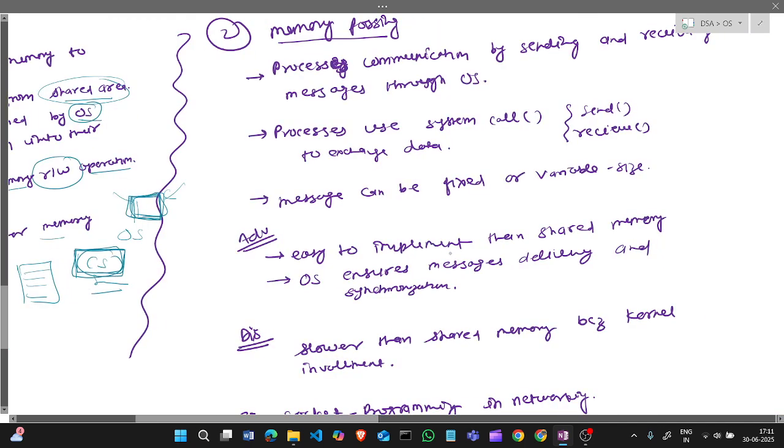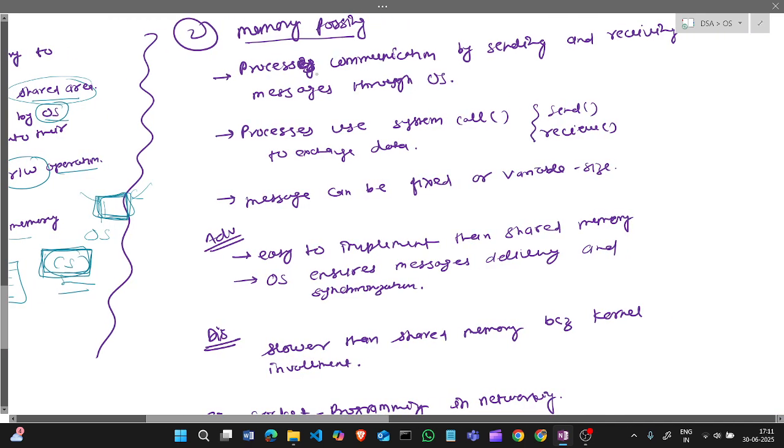So second is the message passing technique. Processes communicate by sending and receiving messages through the operating system. The main difference between both techniques is that here the operating system is fully involved in message passing, throughout the communication. The processes use system calls to exchange data, like send and receive. A message can be of fixed or variable size.